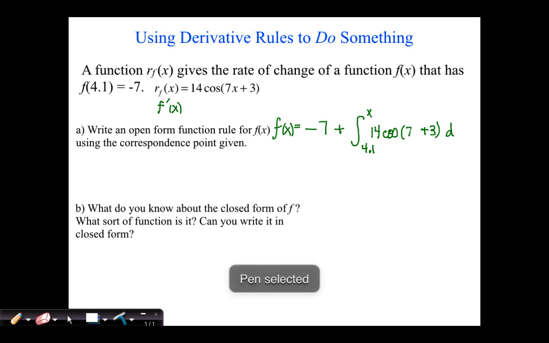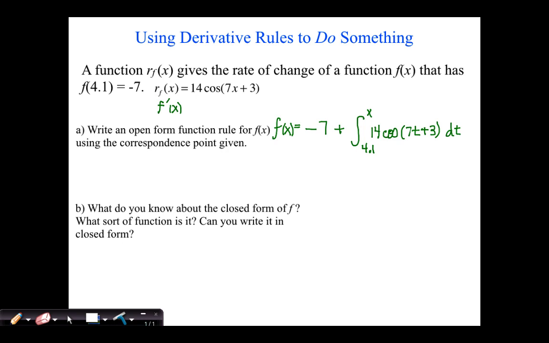So the integral of 7t plus 3 dt, t varies from 4.1 through x. You could think about time. After time 4.1, we go forward as far as we want, but we started from a y value, a dependent variable value, of negative 7. So here's our expression for f of x, including that initial value, in open form. Now in closed form, sorry, second question.